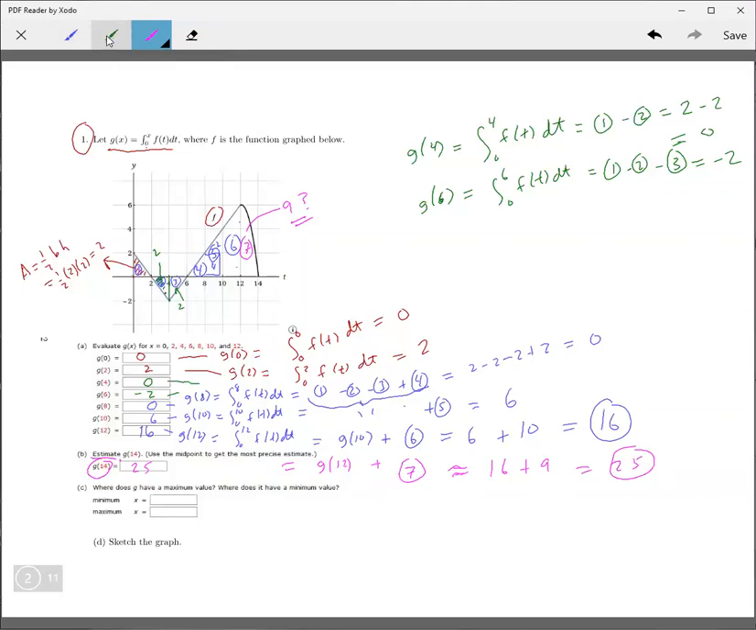Okay, let's look at part C. And it says, where does g have a maximum value and where does it have a minimum value? Okay, it looks like it was a maximum when you were at 14. So over here was the maximum value. And the minimum, it looks like at 6 it was the minimum. So right here, because at 6 you've integrated this part here, but then you've integrated all this negative part. Okay.